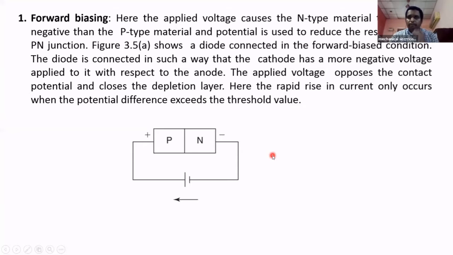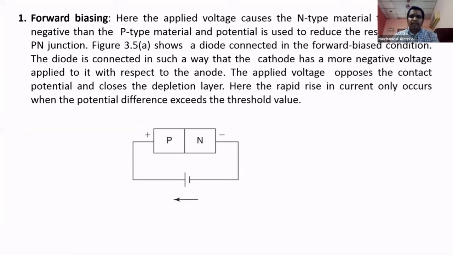Now, biasing of the diode. We have two types of biasing for diodes. One is forward biasing, the second one is reverse biasing. In forward biasing, the PN junction diode acts as a conductor. In reverse biasing, the PN junction diode acts as a switch, meaning there is no flow of current through the semiconductor. So that's why it is called a one way conductor: it acts as a conductor in forward biasing, and as an insulator in reverse biasing.